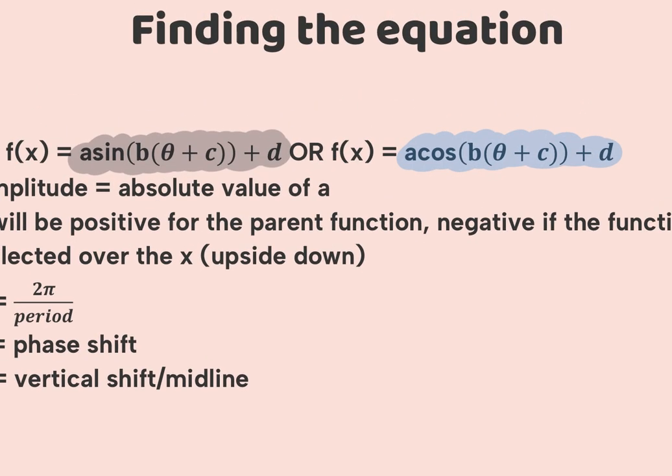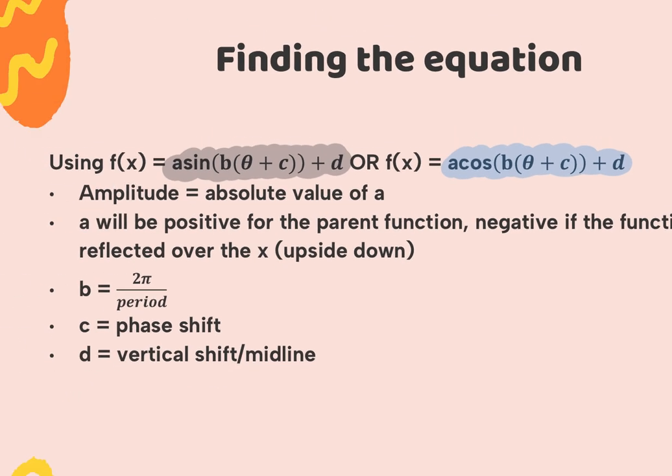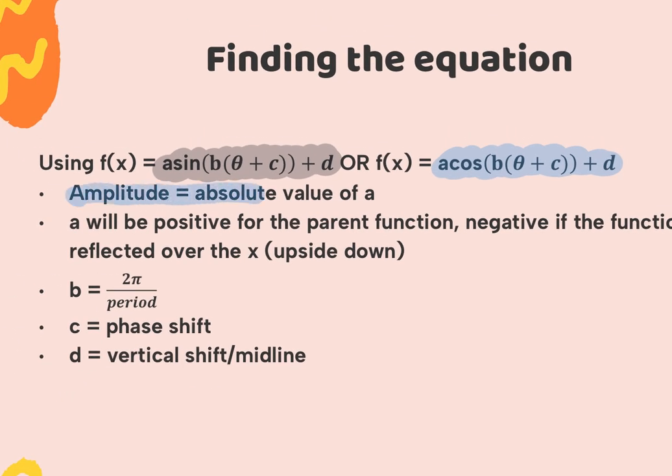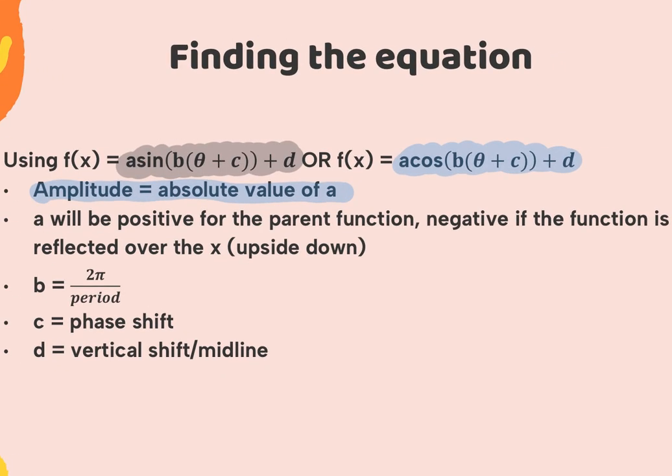What did we say the A does? The A is going to stretch vertically and it's going to change our amplitude. So the amplitude is the absolute value of A. If A is negative, all it's going to do is flip it upside down. It doesn't change the amplitude. The amplitude still stays positive, okay? So if I had a negative 5, amplitude's 5. The negative flips it upside down, which is what it says next, right? Negative of the function is reflected over the x-axis. So it flips it upside down, okay?